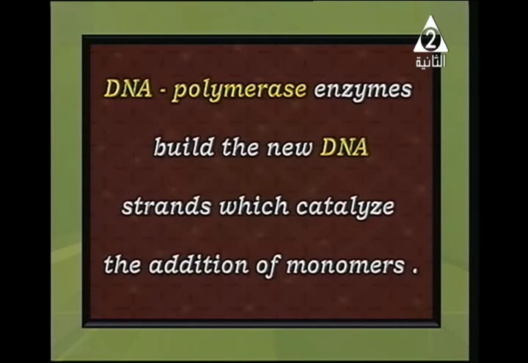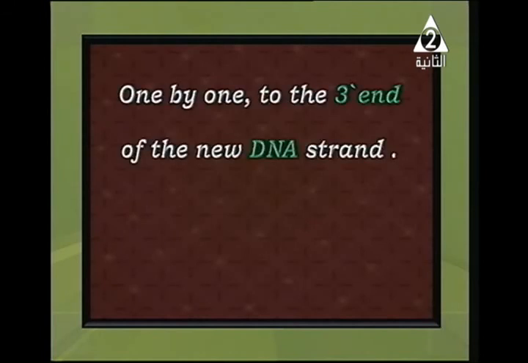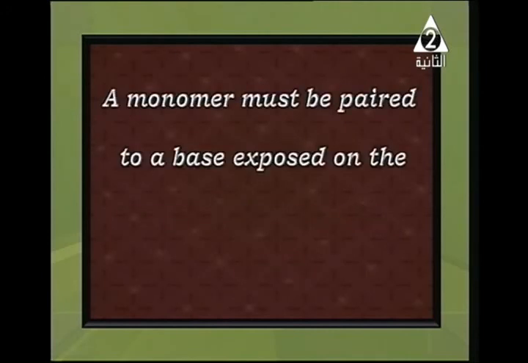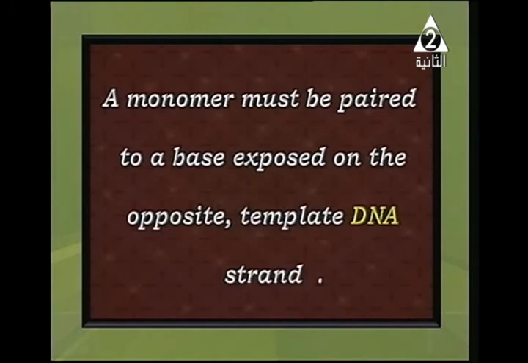After that, the second enzyme that we have is DNA polymerase. As we said, we separate the two sides away from each other, and after that we need to build the new strands using polymerase enzymes, which catalyze the addition of monomers one by one, starting from the 3' end of the new DNA strand. To be added to the new strand, a monomer must be paired to a base exposed on the opposite template strand, the opposite side. So it is necessary to be paired to the base.